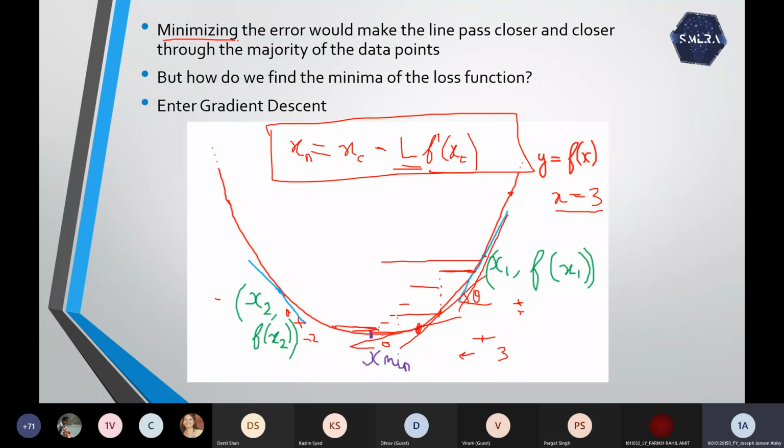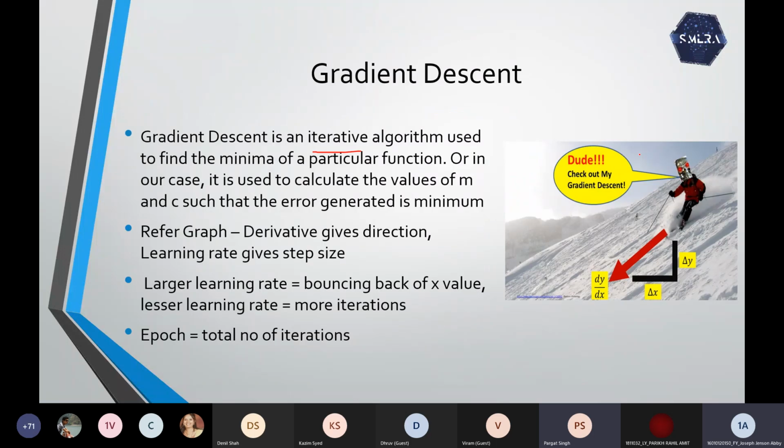Now, as I mentioned, we are finding the minima. If you want to find the maxima, basically you'll do a plus here. I don't want to confuse you, so don't worry about that. You're going in the direction opposite to the value of the slope. Your slope is positive, so you're subtracting. The slope is negative, so you're adding. So you will reach the minima. Yeah, I understood.